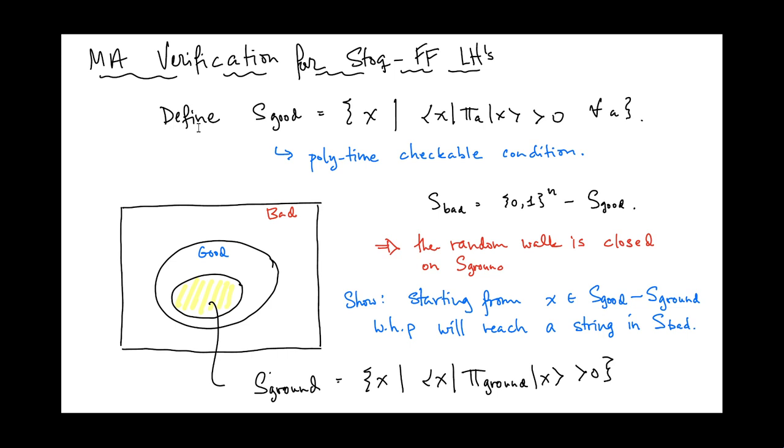And in the no instances, we want to show that if you execute this random walk, after a certain amount of time, with high probability, you're going to hit a bad string. And you're going to be able to check that.